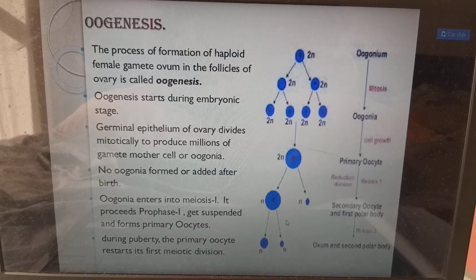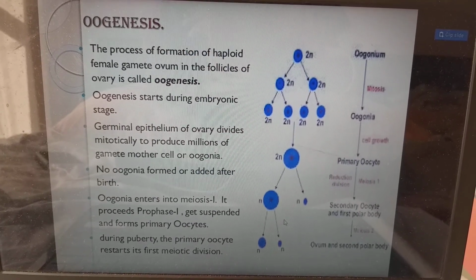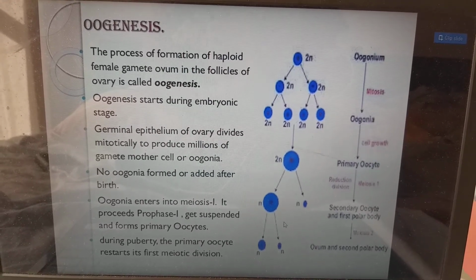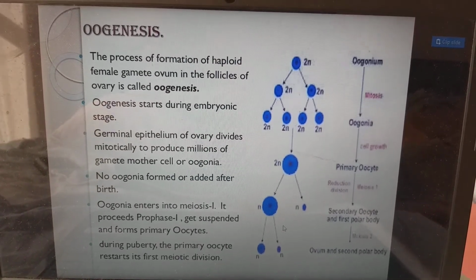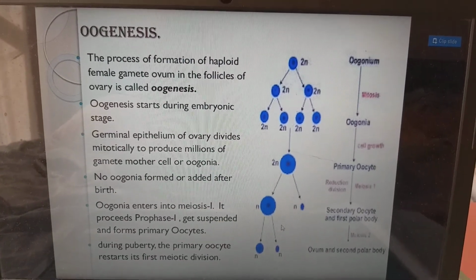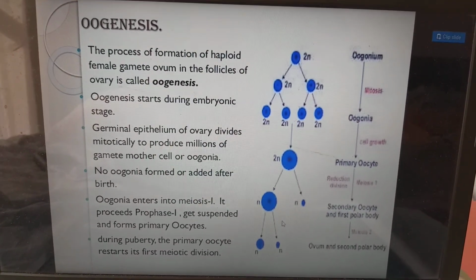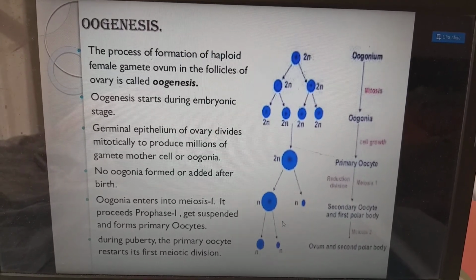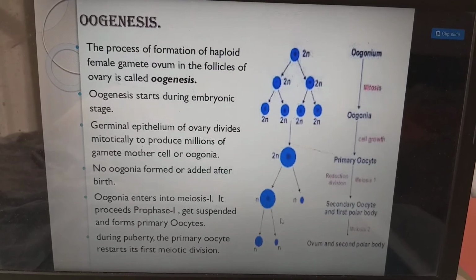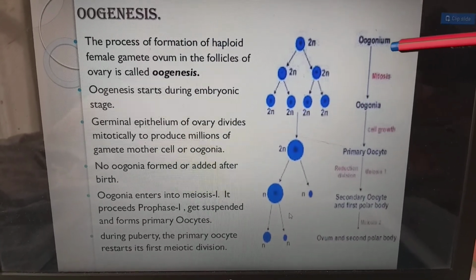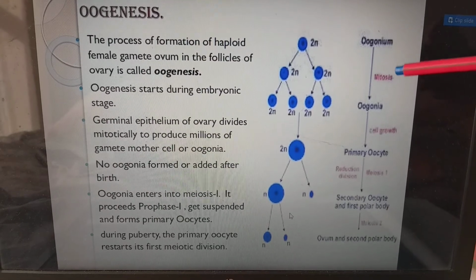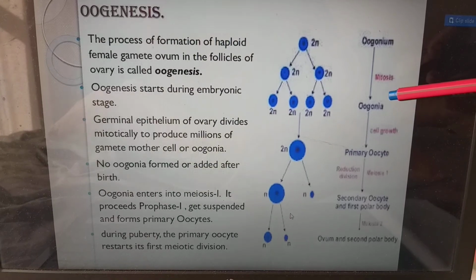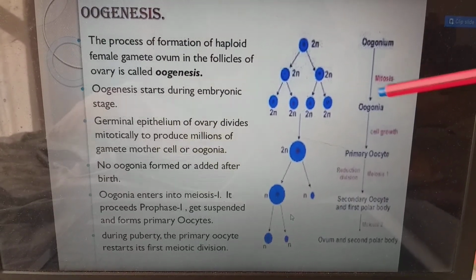The germinal epithelium of the ovary divides mitotically to produce millions of gamete mother cells or oogonia. No oogonia are formed or added after birth. Oogonia enter into meiosis 1. It proceeds to prophase 1, gets suspended and forms the primary oocyte. During puberty, the primary oocyte restarts its first meiotic division. So initially the oogonium undergoes several mitotic divisions in the embryonic stage itself and finally develops into oogonia. Later there is no adding of any oogonia.